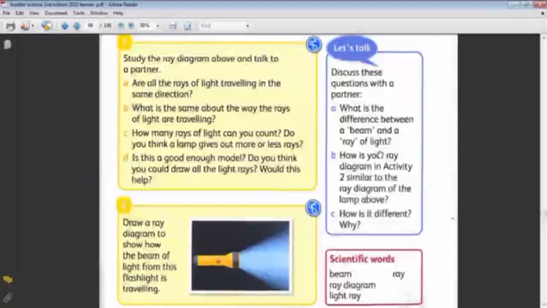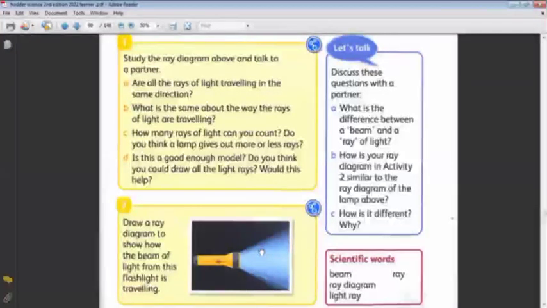The ray is, if we imagine this beam as a straight line, so we represent it in straight lines. So this is the difference between the ray and the beam. The beam is the light that comes out. When I say the beam of light, it is the light coming out of the flashlight. That is the beam.